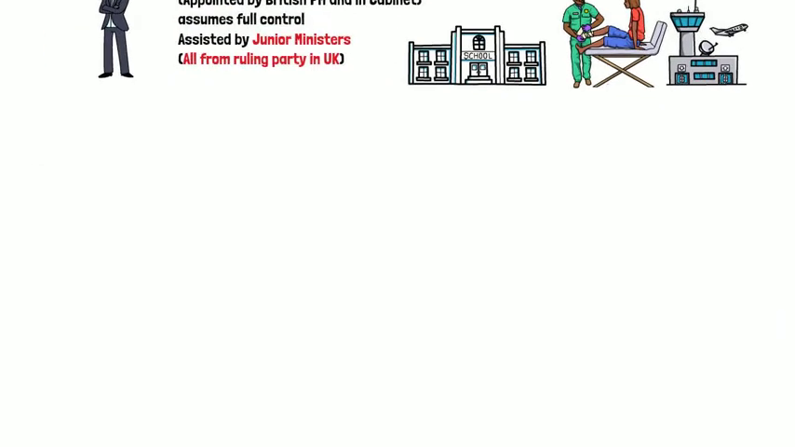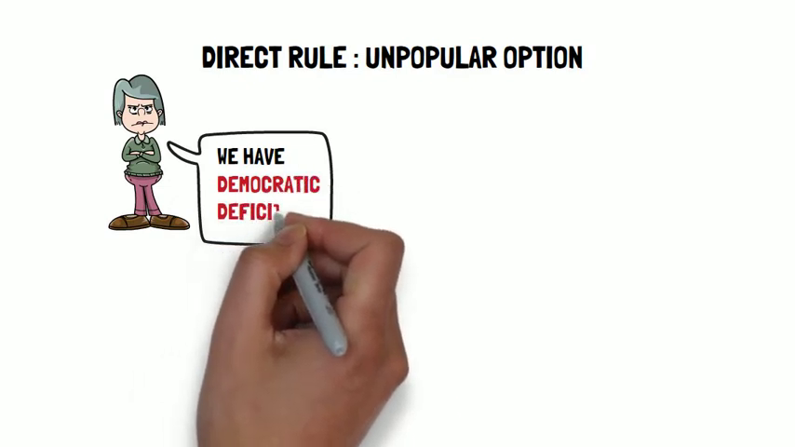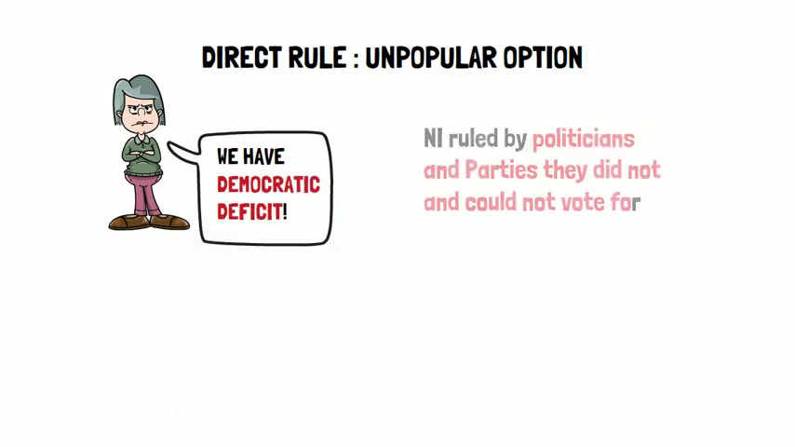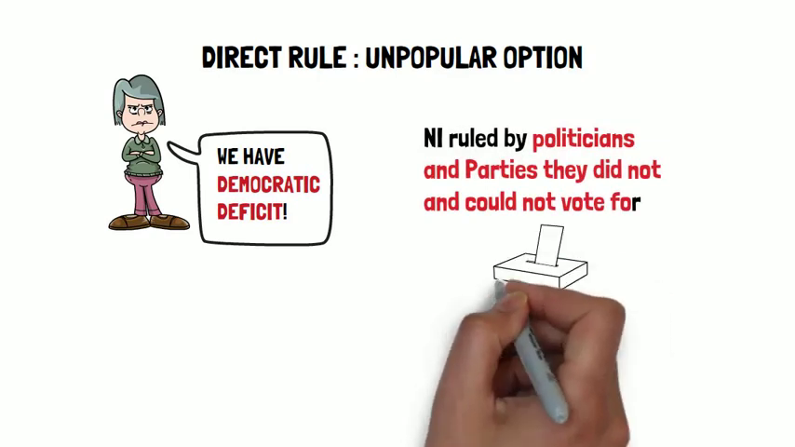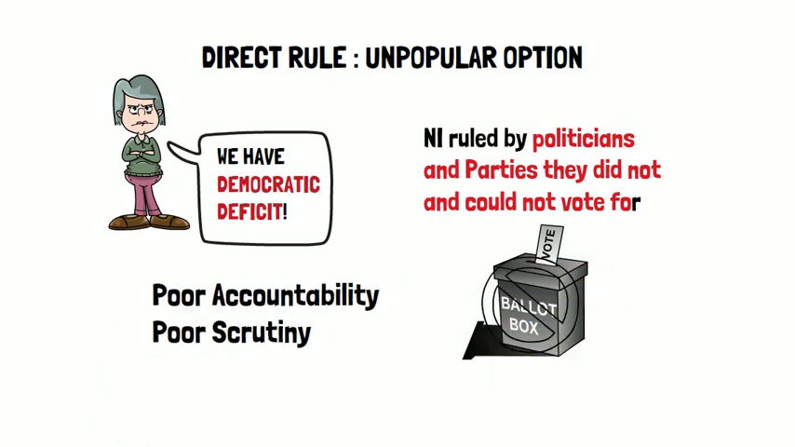This is generally not a system that's favoured by anybody. It leads to a huge amount of criticism of democratic deficit, as Northern Ireland is ruled directly by politicians they did not elect, and in some cases parties they cannot vote for in elections. Accountability is very low and decisions are made for the public in Northern Ireland with very little scrutiny.